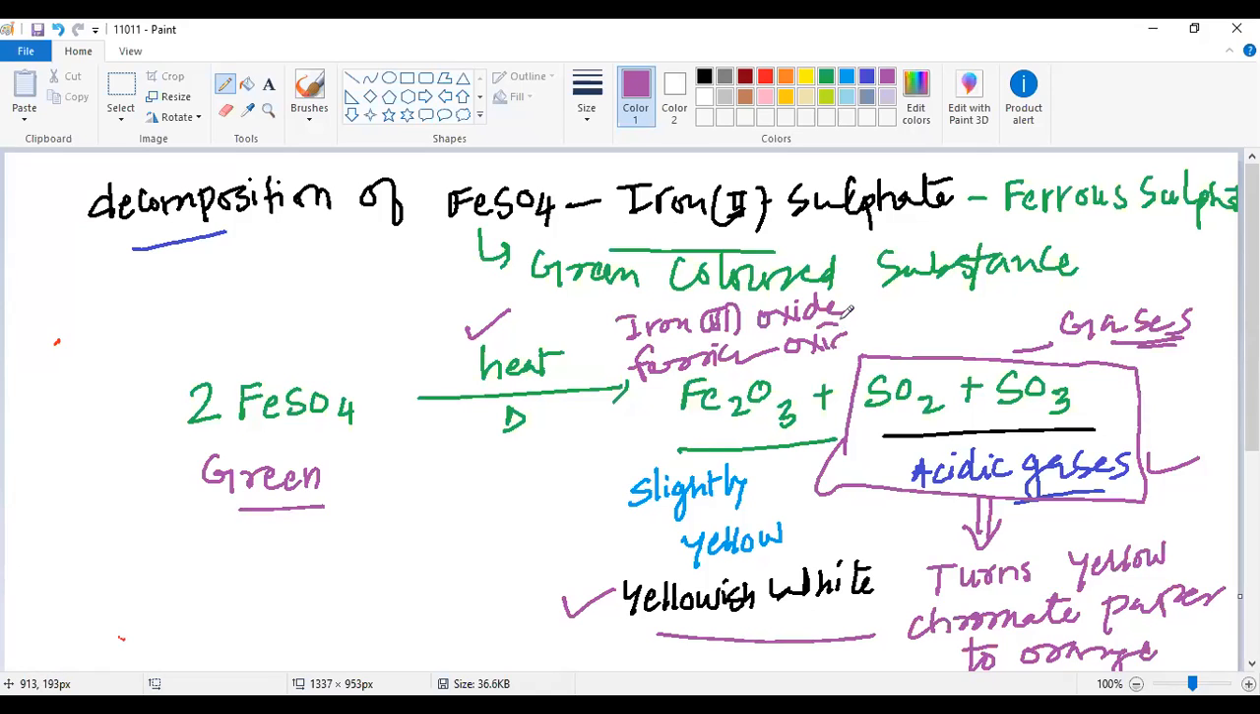And my dear students, apart from that, we have two gases formed, sulfur dioxide and sulfur trioxide, and both these gases are absolutely acidic in nature, and that acidic nature is proved by the color change of the chromate paper. This chromate paper changes from yellow color to orange or orange red color.